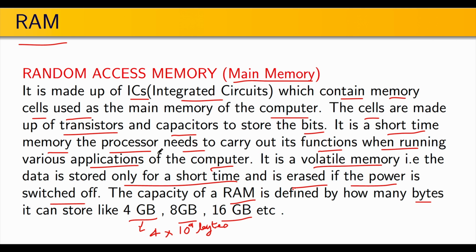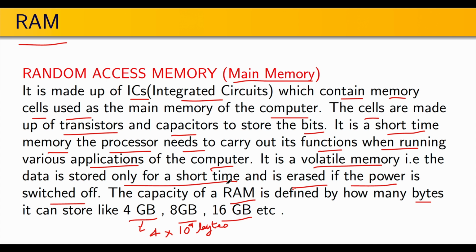So it needs to carry out functions when running various applications of the computer. When the computer is running a program, it needs to access some information very fast. Those informations are stored in the RAM, so that they can be accessed very fast. And it's a volatile memory. Volatile memory means data is only stored for a short time, and if you switch off the computer, all the information in the RAM is lost.